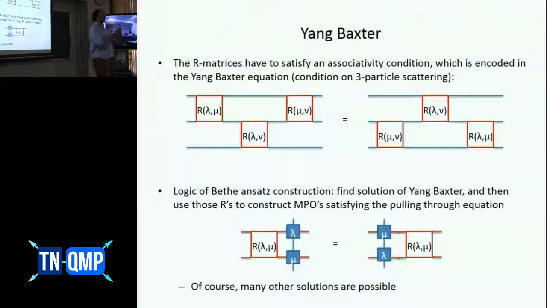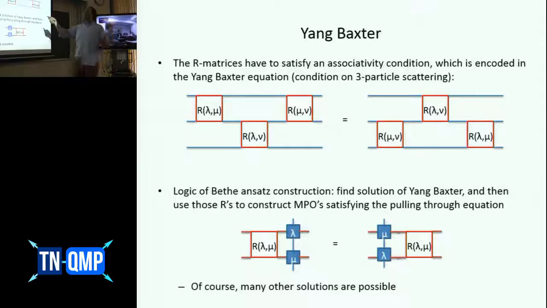Well, this gauge transform must satisfy some trivial associativity conditions. And of course, what is non-trivial, and this is what mathematicians have proven, is that this is the only condition these R matrices have. Therefore, if you find an algebraic solution of this set of equations, you will be able to find matrix product operators that satisfy this.